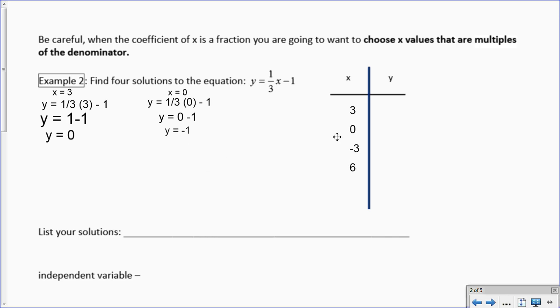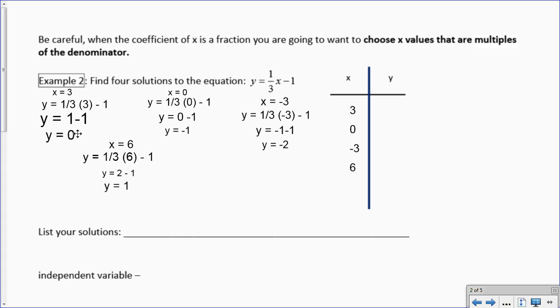Next one is negative 3. So that's my x value. Plug it in. 1/3 times negative 3 is negative 1. Negative 1 minus 1 is negative 2. The last one I chose to do is 6. Plug that in. 1/3 times 6 is 2. 2 minus 1 is positive 1.